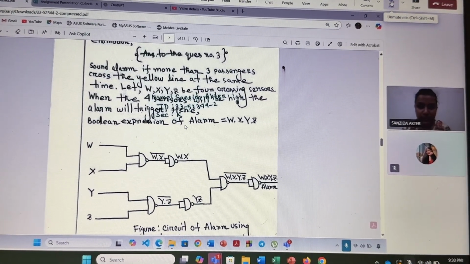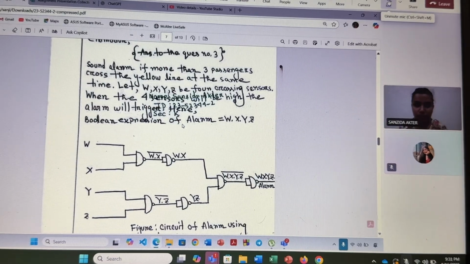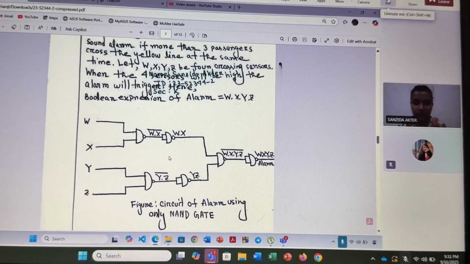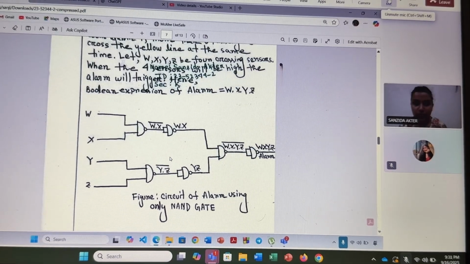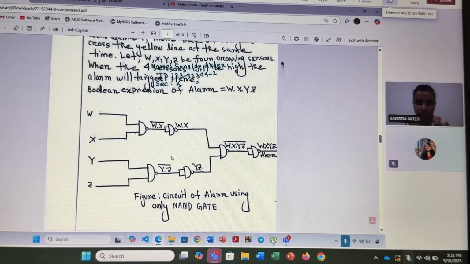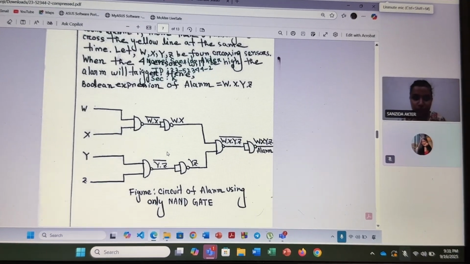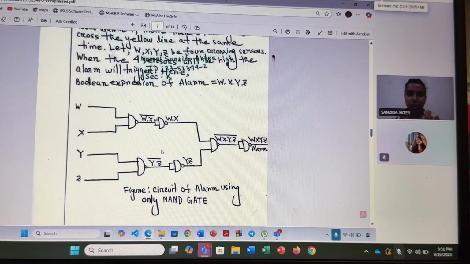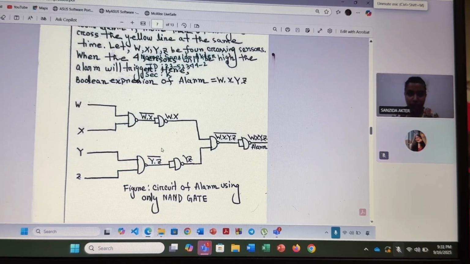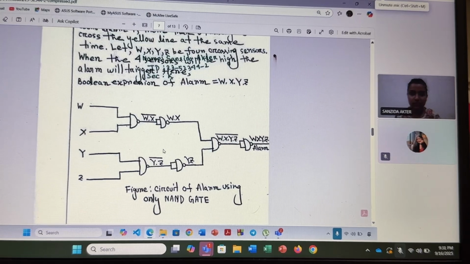Using only NAND gates, I implemented the same 4 input AND function by arranging NANDs in the standard way. When all of W, X, Y, and Z are high, the alarm is on. Whenever 4 people try to cross together, the combined high signals from the sensors drive the NAND network to output a high alarm signal, which immediately activates the 555 timer siren.